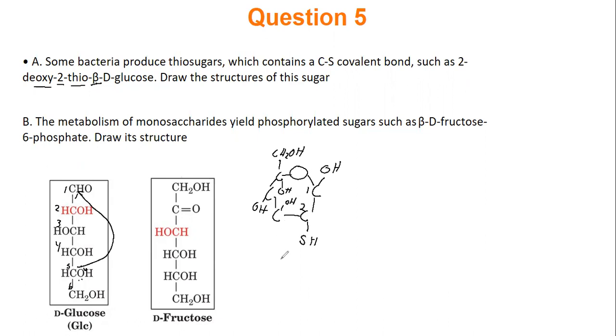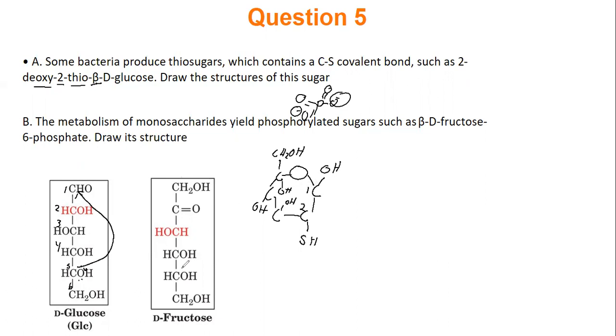For part B, we're talking about another modification we didn't talk about in the previous slide. It's called a phosphorylation. So phosphate looks like this. So draw beta D fructose 6-phosphate.